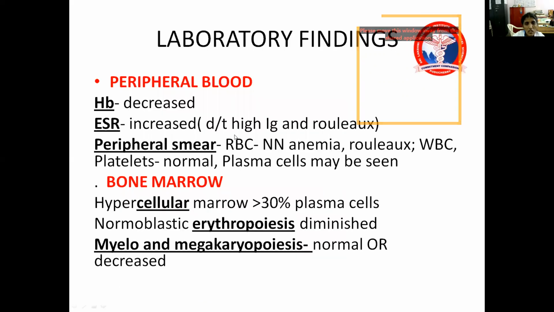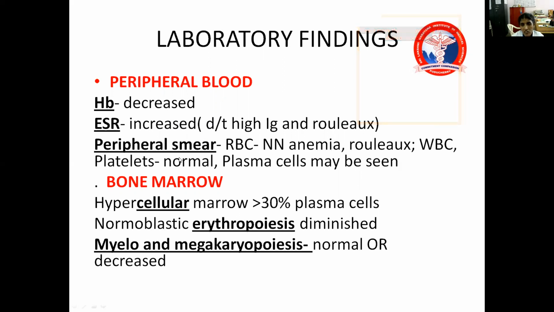Then the second most common investigation is blood and bone marrow. In blood you have reduced hemoglobin level, because it is a chronic disease which is affecting the kidney as well. So they present with normocytic normochromic anemia. ESR is highly elevated. Why? Because the RBCs undergo rouleau formation because of the high levels of immunoglobulin in the blood. It undergoes stacking, so the erythrocyte sedimentation rate also increases to a maximum of more than 100.